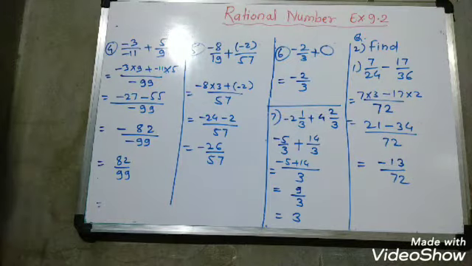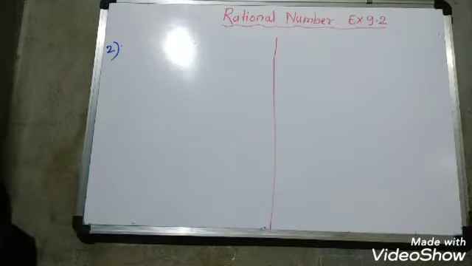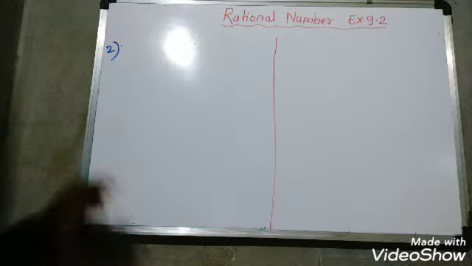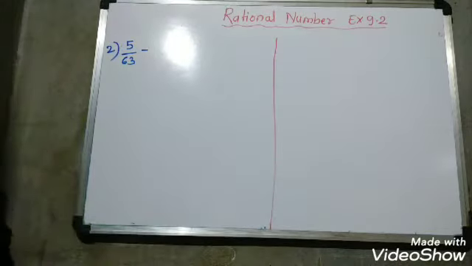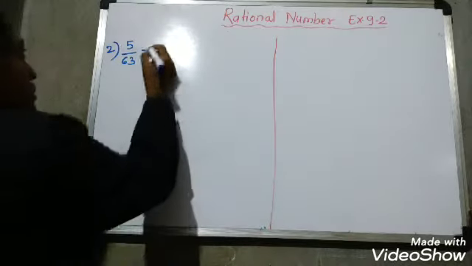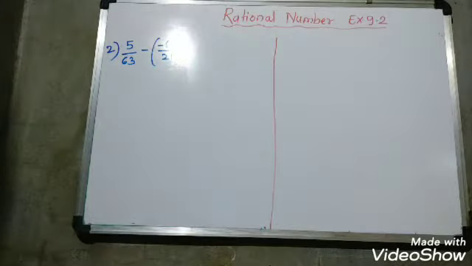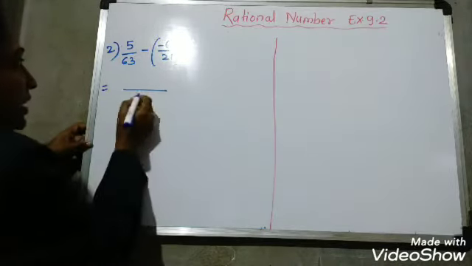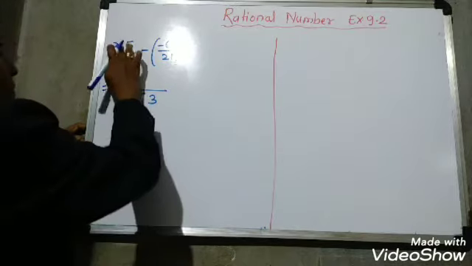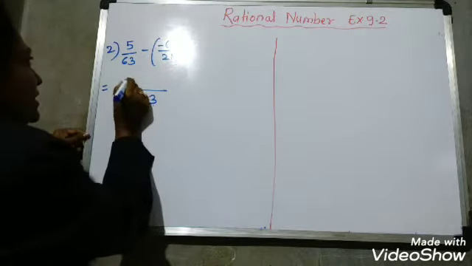Now see, we will move to our next example. The second example is 5 upon 63 minus minus 6 upon 21. So see students, 63 and 21 have different denominators. So first we will solve by LCM method. The LCM of 63 and 21 is 63. Now see, 63 is already 63, so 5 we write as it is, 5.